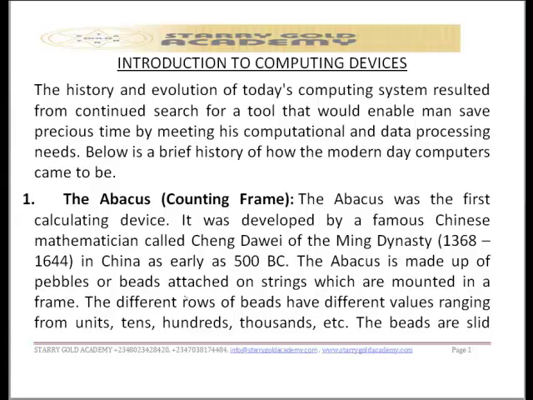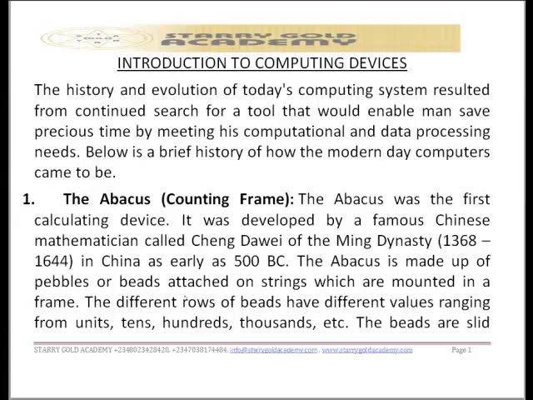The first one is the abacus. The abacus was the first calculating device. It was developed by a famous Chinese mathematician called Jamb of the Ming Dynasty, who lived between 1368 to 1644 in China as early as 500 BC.